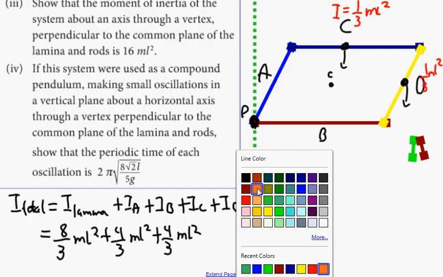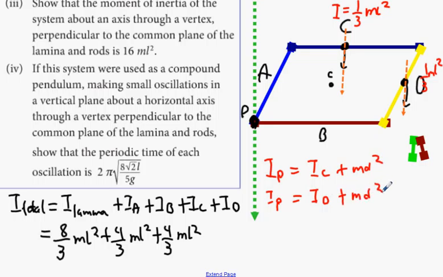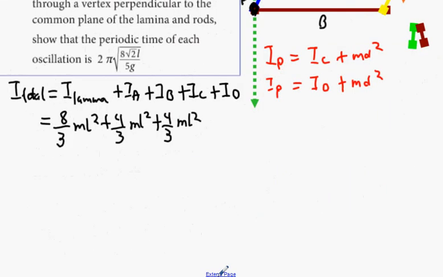We're talking about an axis going through the center of both of them. All I have to do then is, if I call that IC and ID as an example, all I have to say is that the IP, using the parallel axis theorem, is IC or ID plus MD squared. What does the D stand for in this question? The distance from the C axis to P and the distance from the D axis to P. They're both going to be the same thing, aren't they? Because it's a square. Not always going to be a square, but this time it is.